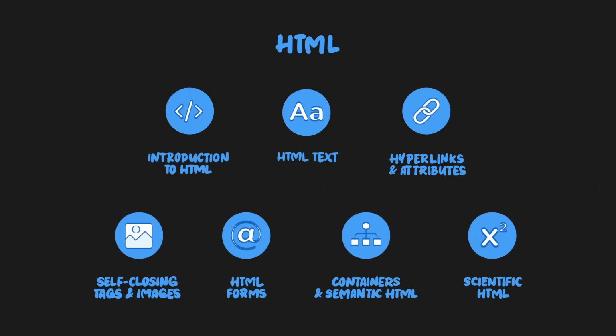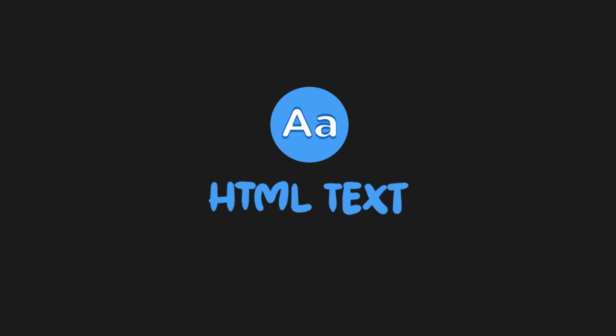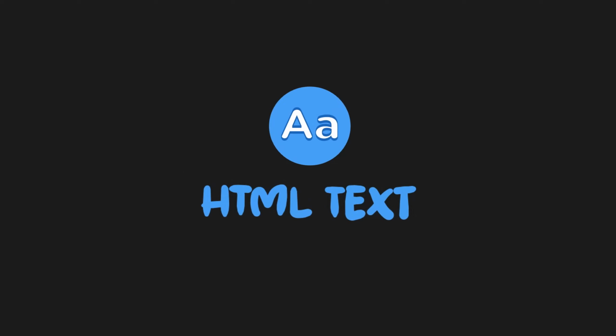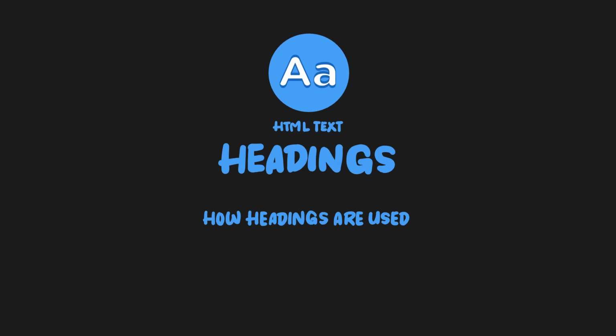Nice one. We've now completed the Introduction to HTML section of the course. Next up, it's time to look at HTML text, where we'll learn about important text elements like headings, paragraphs, and lists, as well as see how comments work. We'll also start learning about how to use Chrome DevTools to inspect HTML elements on web pages. Let's begin by exploring how to structure content by using headings. We'll be discussing how headings are used, the heading tag, and heading hierarchy.